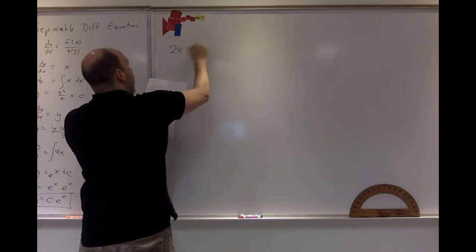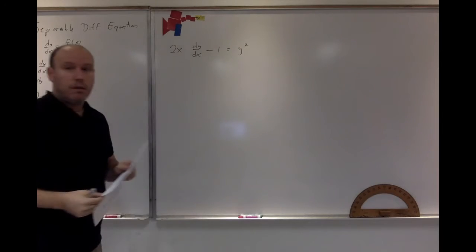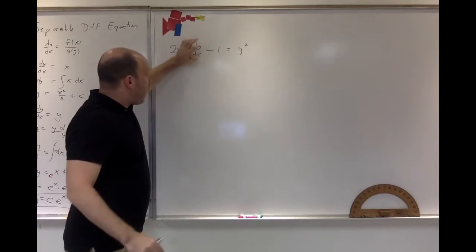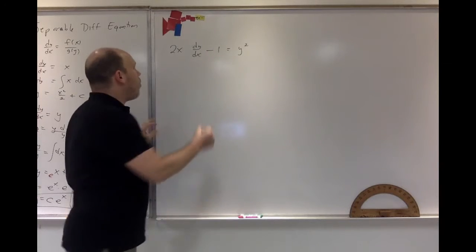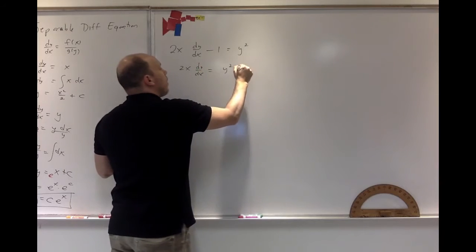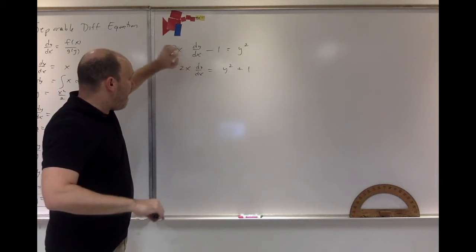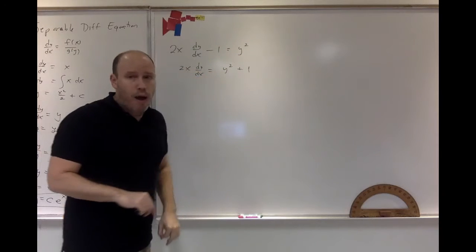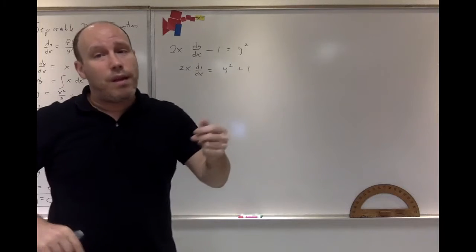2x dy dx minus 1 equals y squared. Well, I want my differential alone with something, and I want a term on the right. So you know what? Any suggestions? Yeah, let's get rid of that one. 2x dy over dx equals y squared plus 1. Nice. Now I have an expression, a function solely based on x, and a function solely based on y.